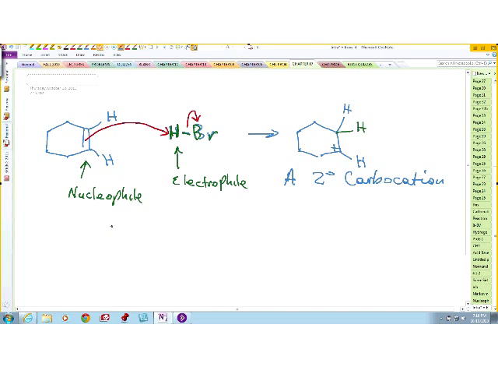Now, supposing we have this molecule. Can you repeat what you just said? I said we have formed a secondary carbocation. Because this carbocation, this positive charge, is on the secondary carbon. And the secondary carbon is that carbon that is attached to only two other carbon atoms.